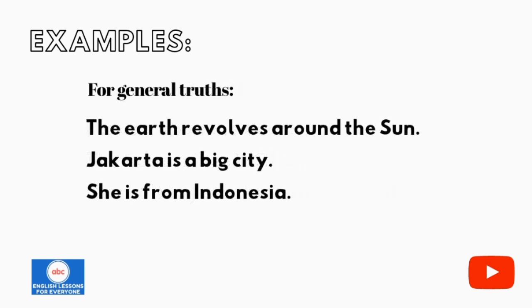In the next part, we are taking a look at examples for general truths. For example: the Earth revolves around the sun. That's a fact. That's a truth, and everybody knows that. That's why we use the present simple for these types of sentences. Jakarta is a big city. That's another fact. She's from Indonesia. That's a fact about the person that we are talking about. It could be: Mary is from Indonesia. It's a fact about Mary that she's from Indonesia.